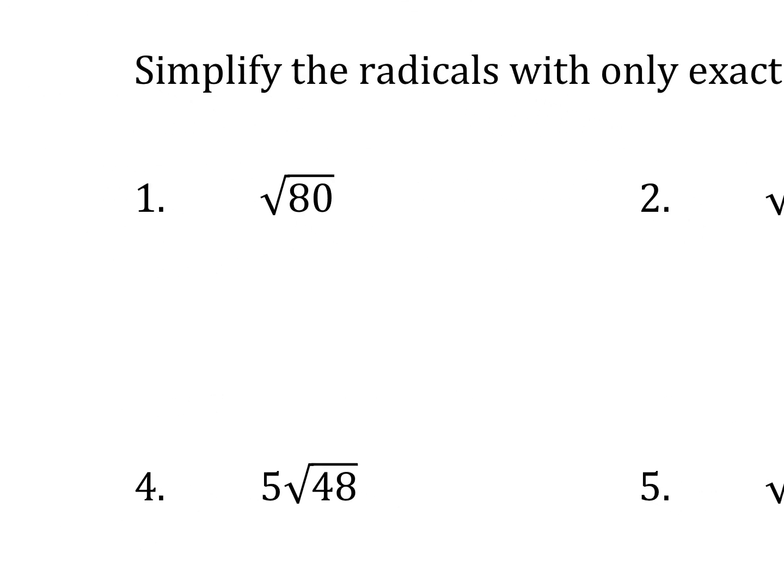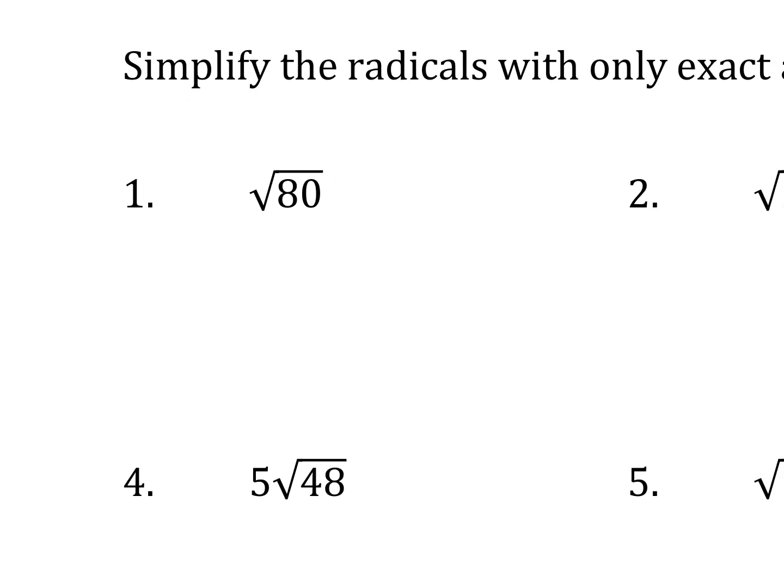All right, number 1, we have square root of 80. So this one, I would probably find a perfect square that goes into 80. In this case, it's going to be 16, so square root of 16 times square root of 5. Square root of 16 is going to be 4. We got 4 square root of 5. There's our answer.